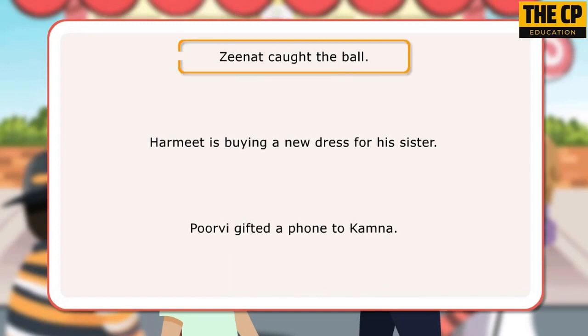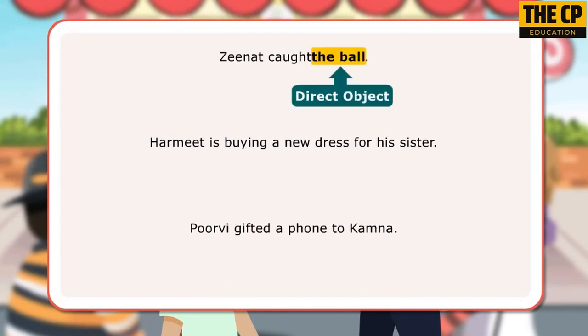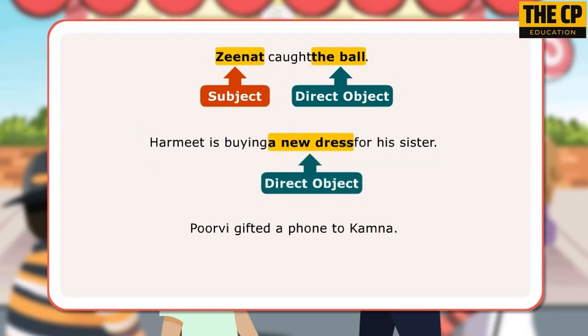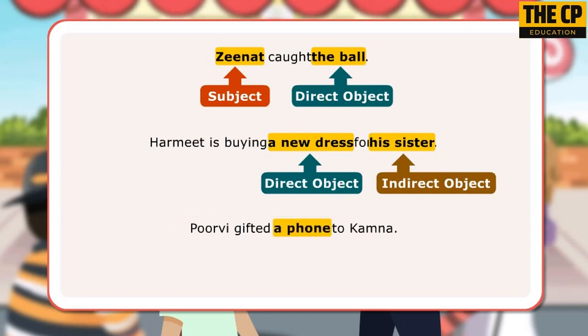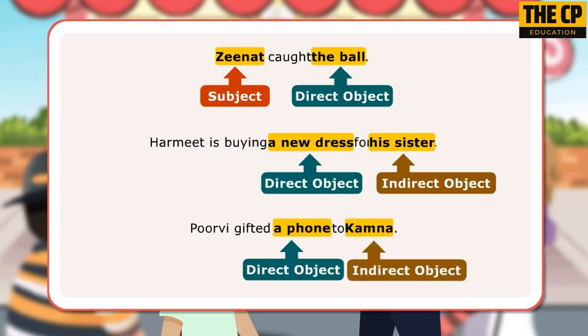In the first sentence, the ball is the direct object since it is the direct receiver of the action performed by the subject Zeenat. In the next sentence, a new dress is the direct object of the verb and his sister is the indirect object as it answers the question for whom. In the third sentence, a phone is the direct object as it answers the question what and Kamna is the indirect object as it answers the question for whom.